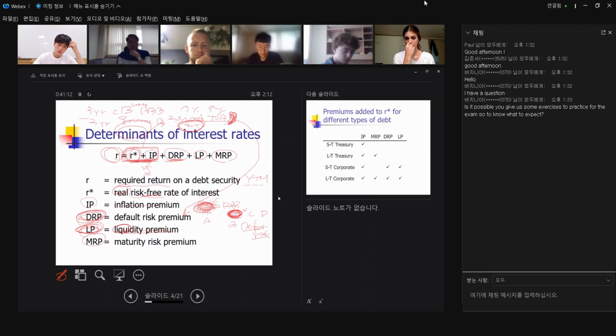So liquidity premium is just like that. Even if the company is very healthy in financial condition, if there's some liquidity problem, then the company may go bankrupt. Okay, for example, Junse has one apartment, a $1 million apartment, a $10 million building.